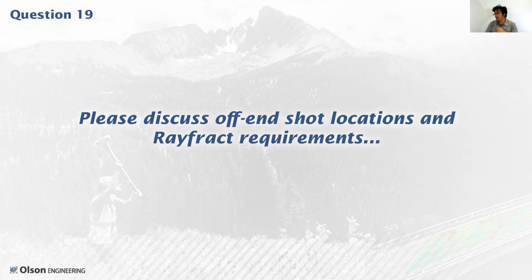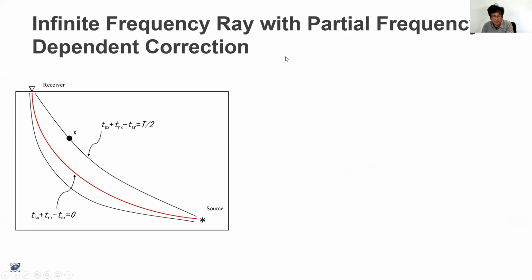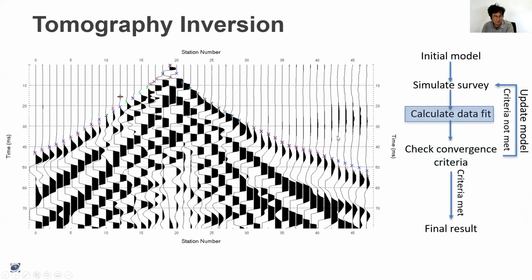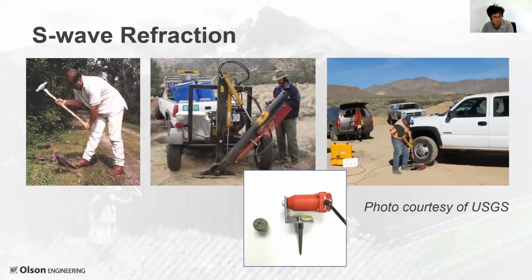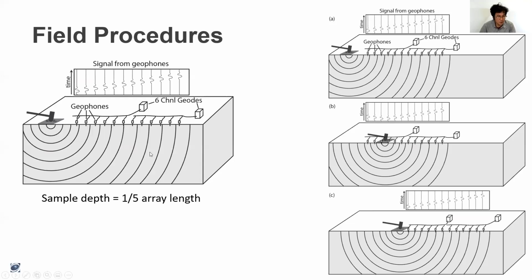Okay, next question is, please discuss off-end shot locations and refract requirements. So off-end shot locations, you can get yourself into trouble if you do off-end shot locations. And I want to bring up, it's way back here. Okay. So where I have drawn this shot location is actually not where I would want to choose an off-end shot location. Say I have a fixed array where I'm not moving it. When I do a fixed array survey, I don't do shots more than a foot away from the first or last geophone. The reason why I do that is, say my shot is over here, I'm modeling arrays that are traveling from over here to over here, but I have no constraint over the velocity in this area. So I'm introducing a lot of potential unconstrained data.